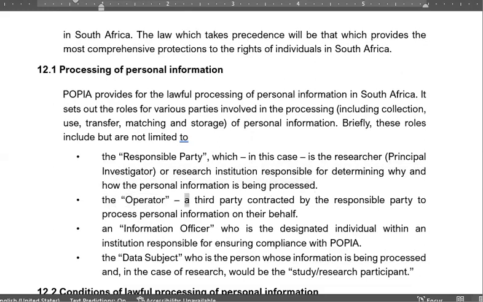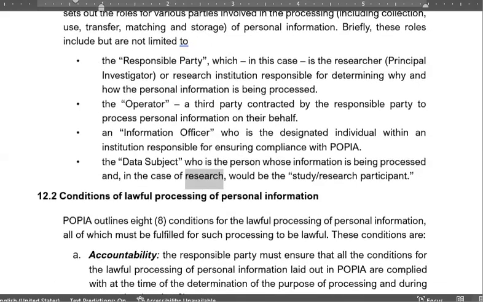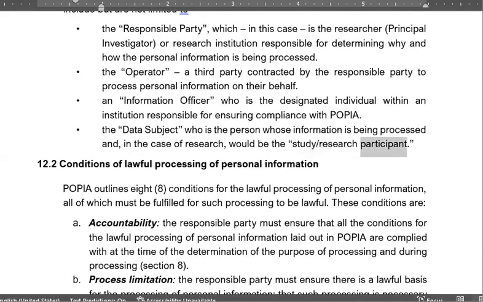The operator, a third party contracted by the responsible party to process personal information on their behalf. An information officer, who is the designated individual within an institution responsible for ensuring compliance with POPIA. The data subject, who is the person whose information is being processed and, in the case of research, would be the study/research participant.